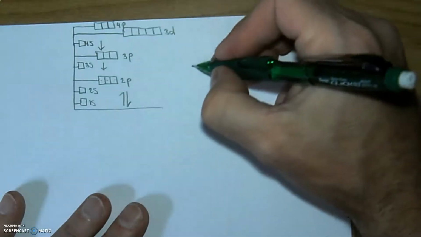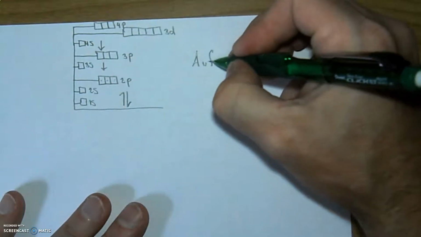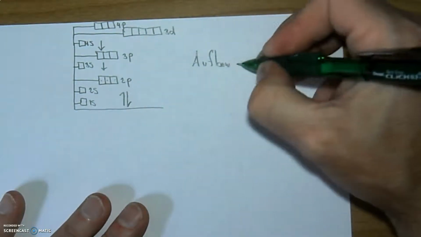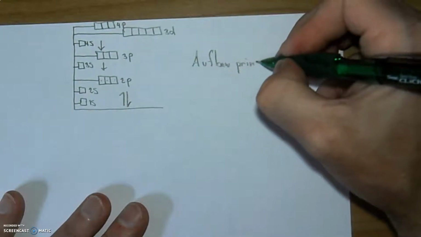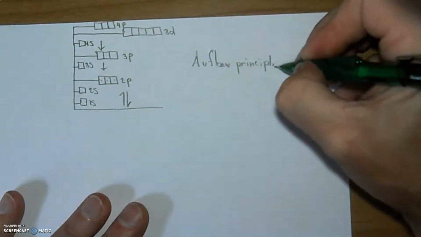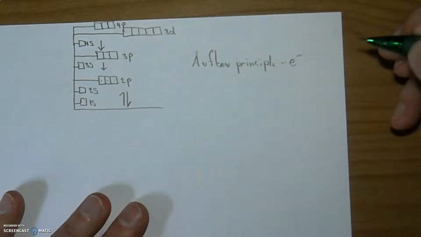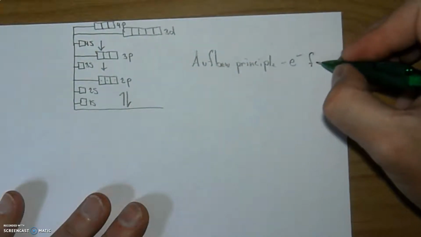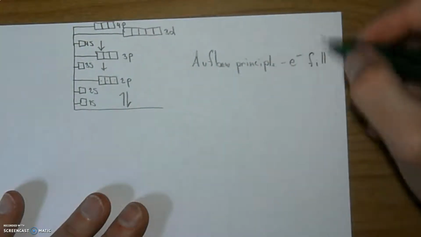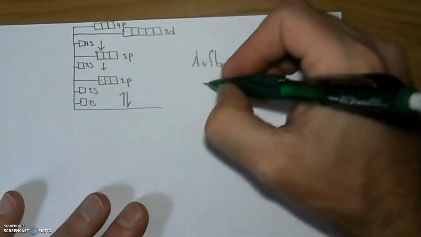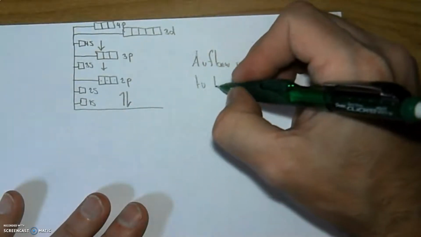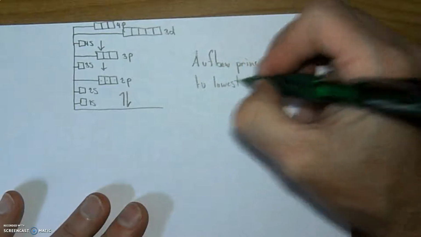And that is called the Aufbau Principle, which states that electrons fall to the lowest level.